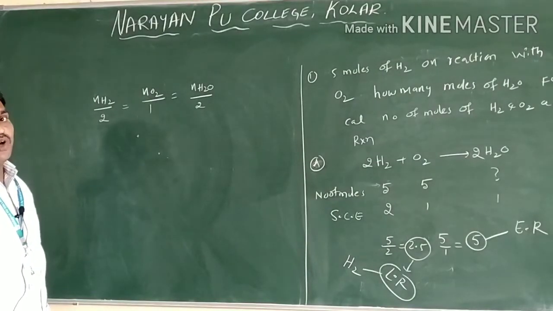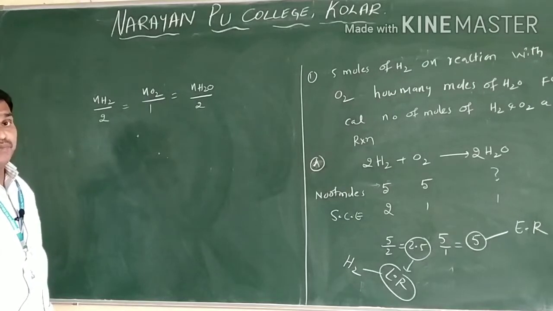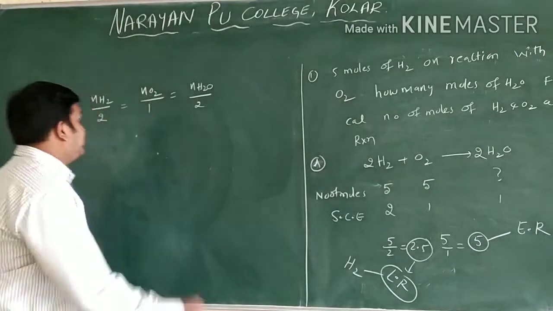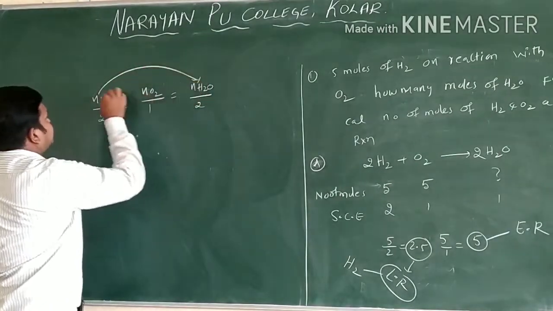For the number of moles formed in the reaction, we have to take the relationship with what? The limiting reagent only. Which is the limiting reagent? H2 is the limiting reagent. We consider these two.